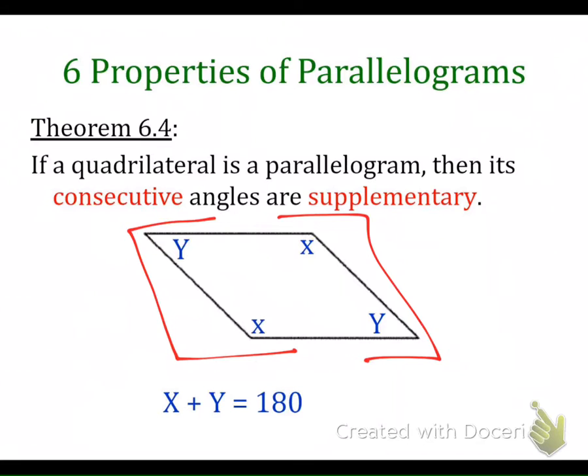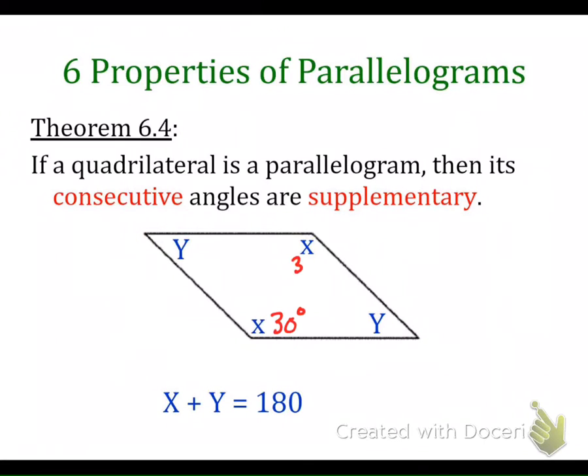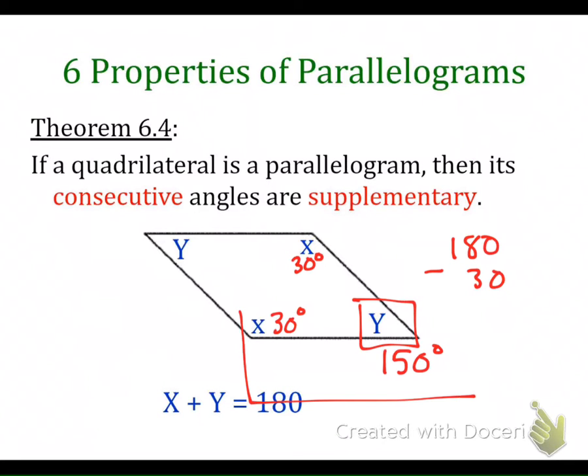So what that means, let's say x equals 30 degrees. To find y, what would I subtract from? Yeah, 180 minus 30 gives me 150. So 30 plus 150 equals 180. Then, if this is 150, what's this angle? I'm just trying to explain it. So the angles across from each other are the same. To find the angle beside it, you subtract from 180.